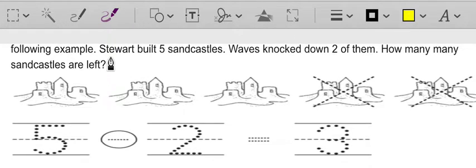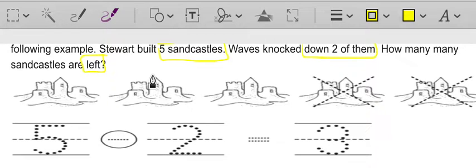Let's read the sentence. Stuart builds 5 sandcastles. Do you think that's an important number to remember? 5 sandcastles. I'm going to put a box around that. Waves knocked down 2 of them. Ooh, there's another number. Knocked down 2 of the sandcastles. How many sandcastles are left? Now it wants to know how many are left. I think that's an important word too, so I'm going to put a box.